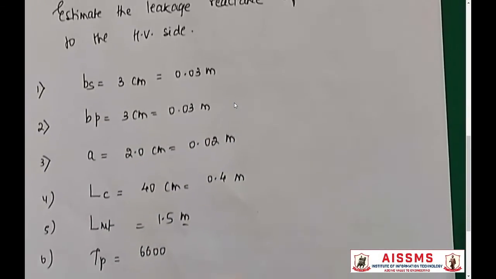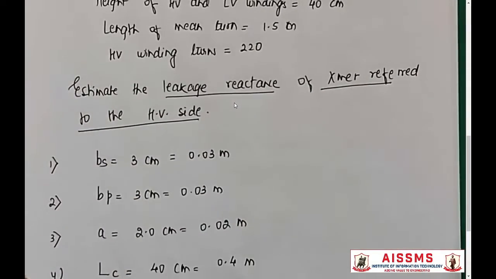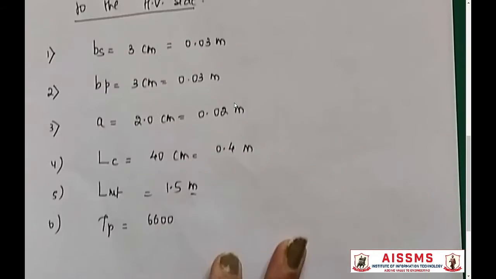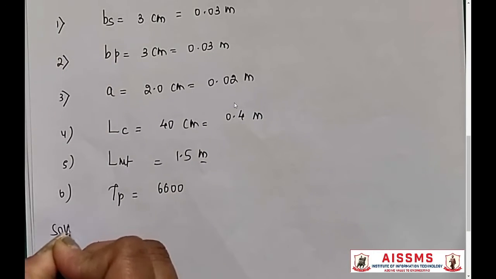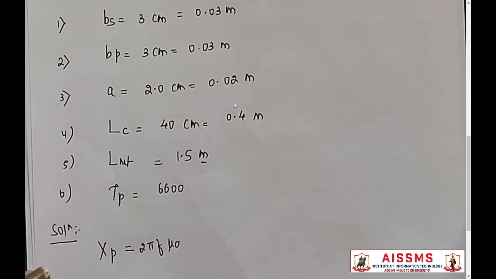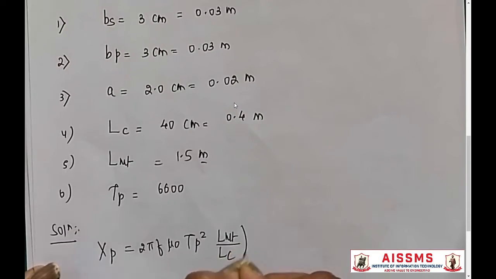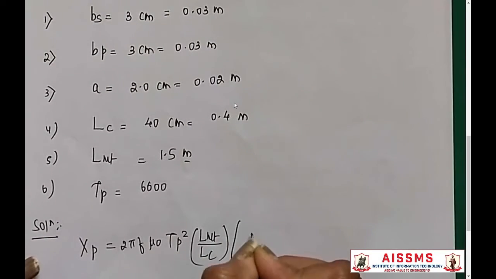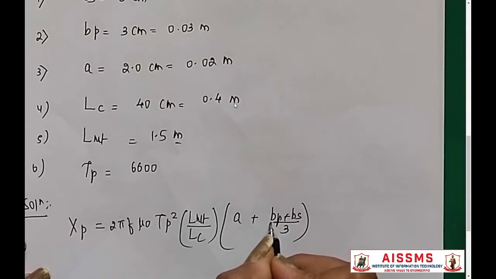So we are supposed to find the leakage reactance of the transformer referred to the HV side, that is the primary side. The formula for it is XP is equal to 2 pi F mu naught TP square LMT upon LC into A plus BP plus BS upon 3. Please remember that this divided by 3 is only with BP plus BS.